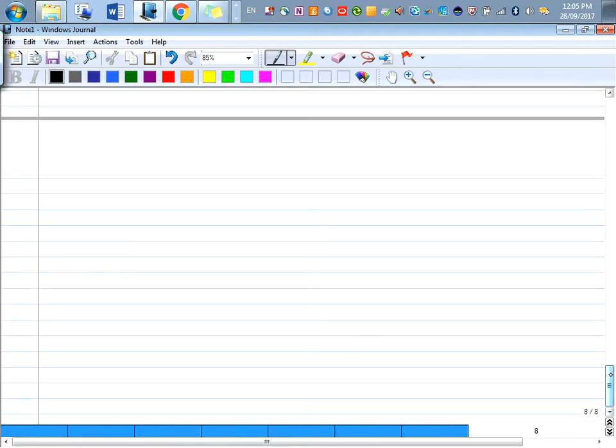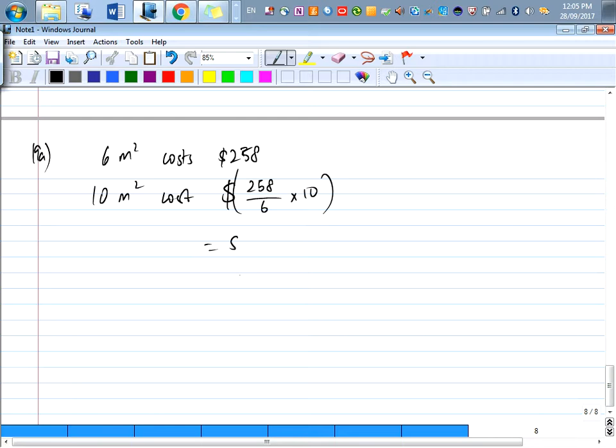Next is 19. 19a, 6 square meters cost 258. So 10 square meters will cost 258 over 6 times 10. And you get 430.00.